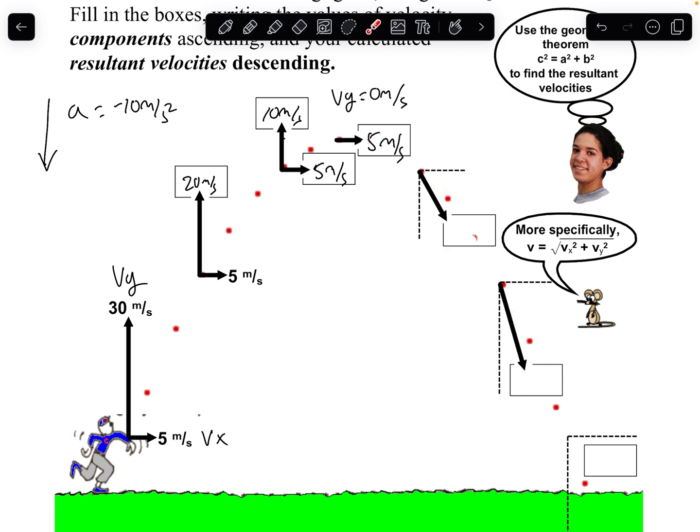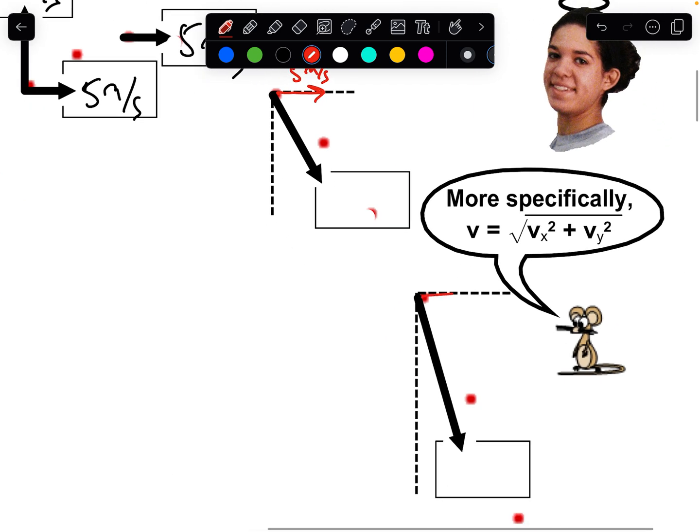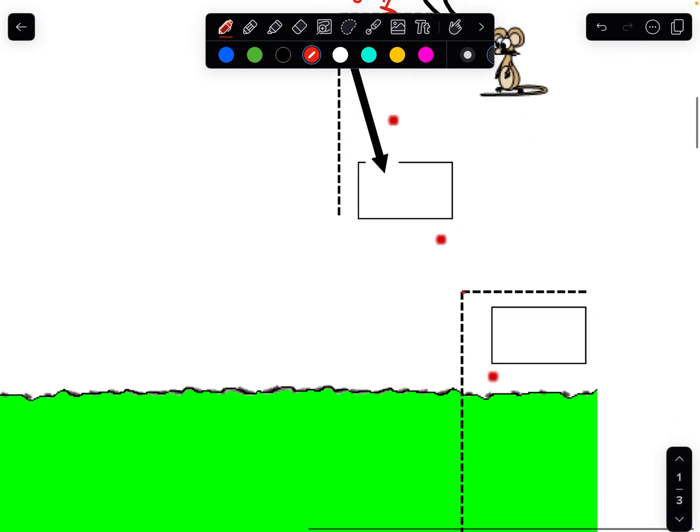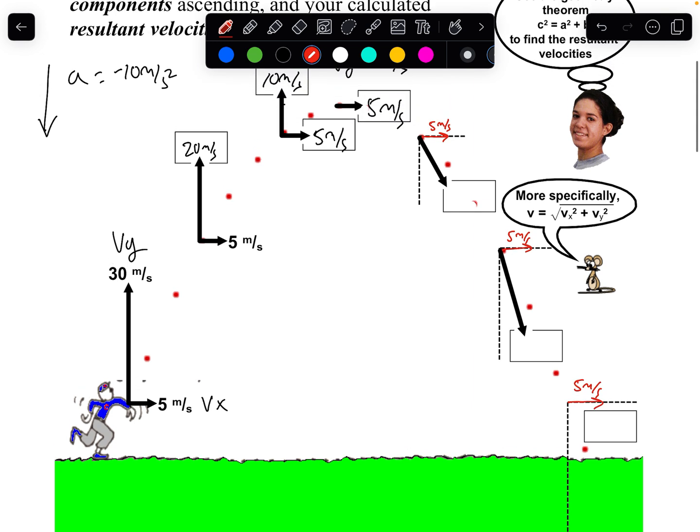Okay, so this is pretty easy. I'm going to go ahead and color code it here. We're going to take our horizontals, and they're always going to be 5. We know that the horizontal velocity is constant, so this is 5. This is 5. This is 5. It's always going to be 5 because our horizontal velocity is constant. There is no horizontal gravity. It's only vertical.